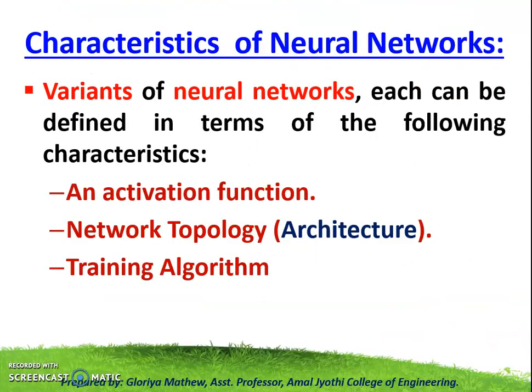In the next section, we will discuss the different characteristics of neural networks. A variant of a neural network can be defined in terms of the following characteristics. A neural network consists of mainly three characteristics: first, the activation function; second, the network topology or network architecture; and third, the training algorithm. This will be discussed in our next section.